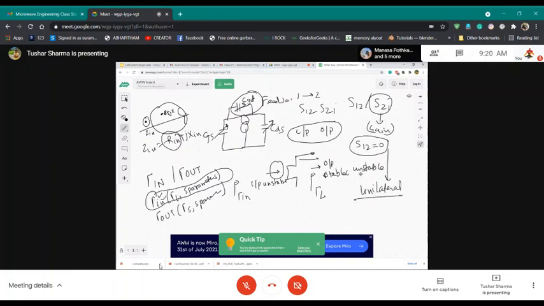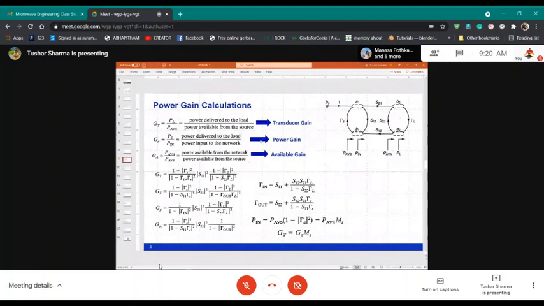Unilateral means that there is a singular one-to-one correlation. The relationship between port 1 and port 2 is interdependent, which means if you change, what does this mean? If S12 is 0, try to understand this, right? Let's again go back to that gamma in equation. If you check the gamma in equation, gamma in is given by S11 plus S12 S21 gamma L over 1 minus S22 gamma L. So if S12 is 0, what will happen?